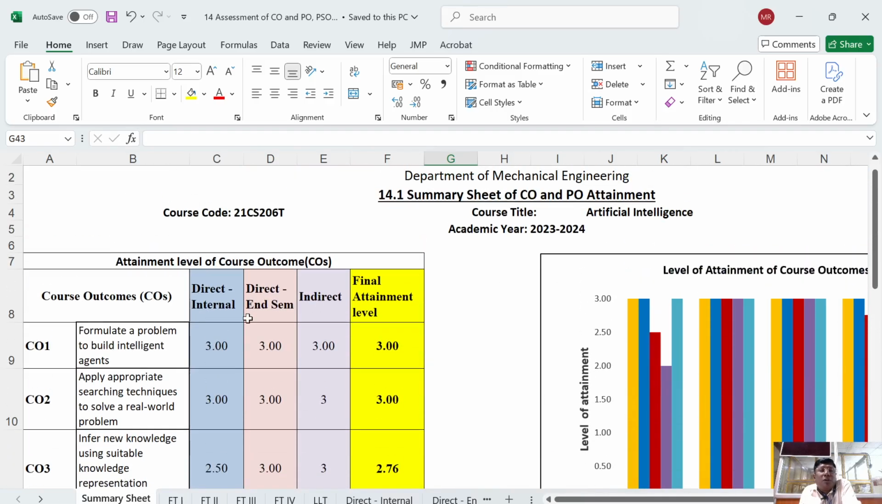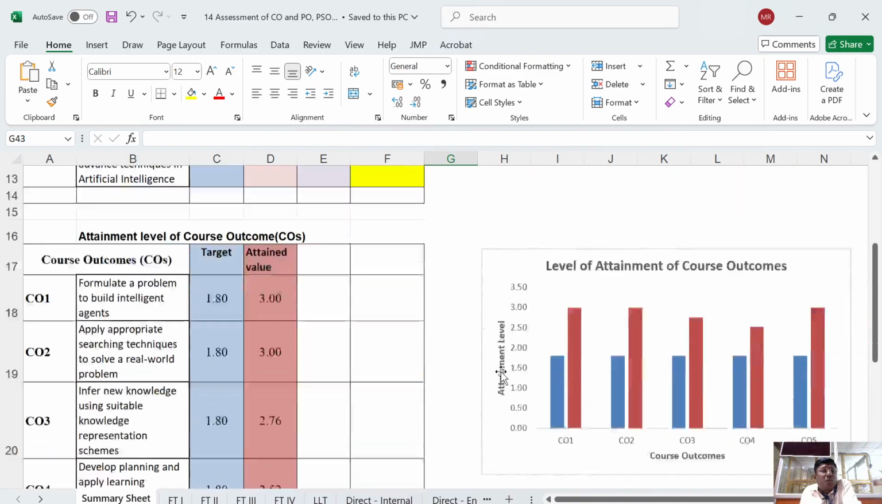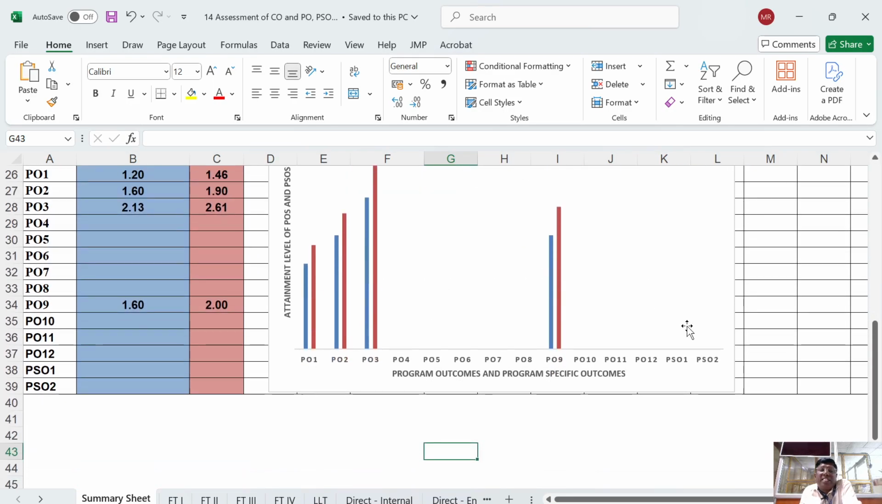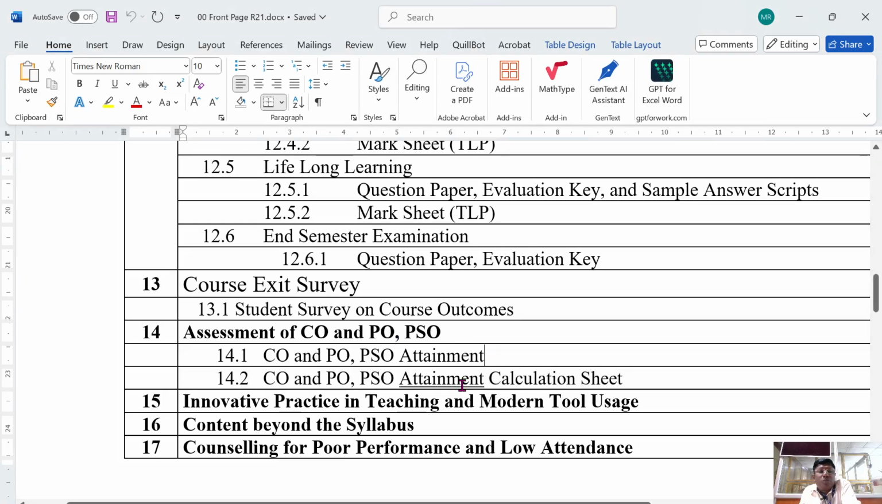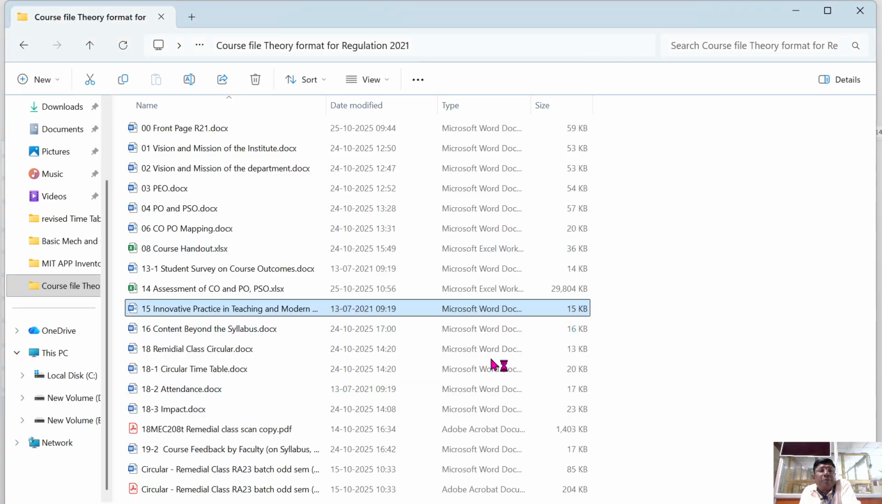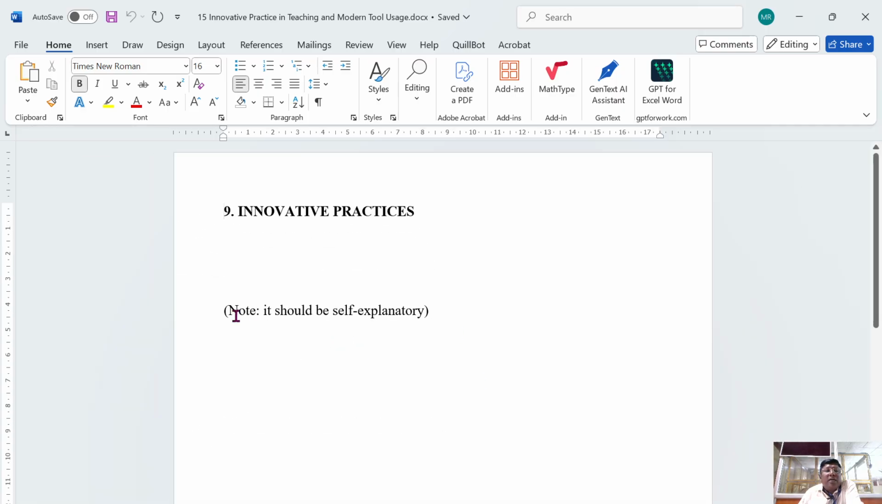Whatever calculation we have seen now is recorded here. That is for course outcome, attainment level, target level, and attainment level of PO and CO, given in a pictorial, graphical view. Now, these two are over. Next, innovative teaching practice: whatever innovative teaching practices you have taken have to be minuted in a proper way. You have to give document evidence of how the innovative teaching practices were carried out in your class.